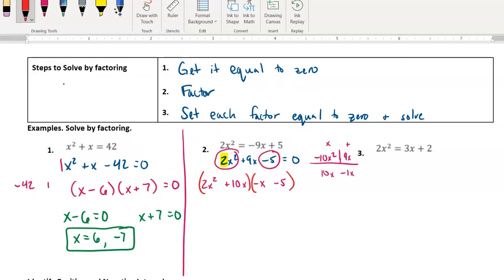So in the first two terms, I see you can factor out a 2x, leaving us with x plus 5. Remember what we talked about yesterday. If there's a negative here, we need to repeat that negative down below.